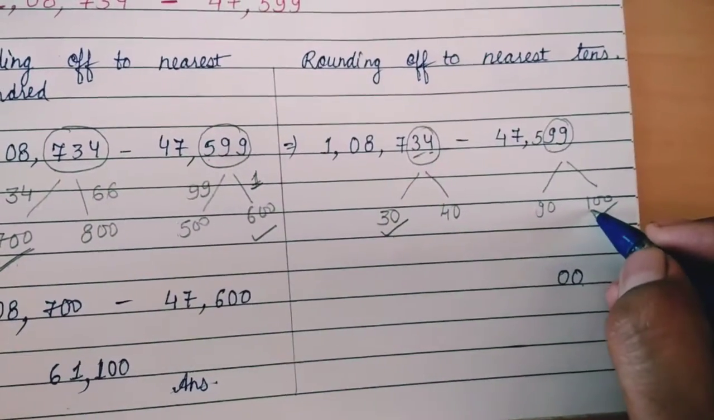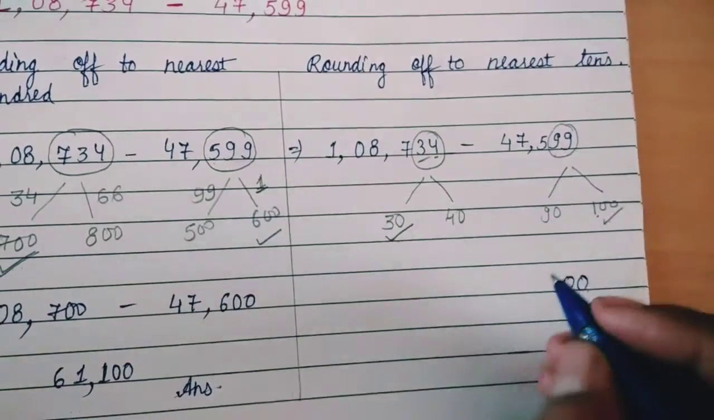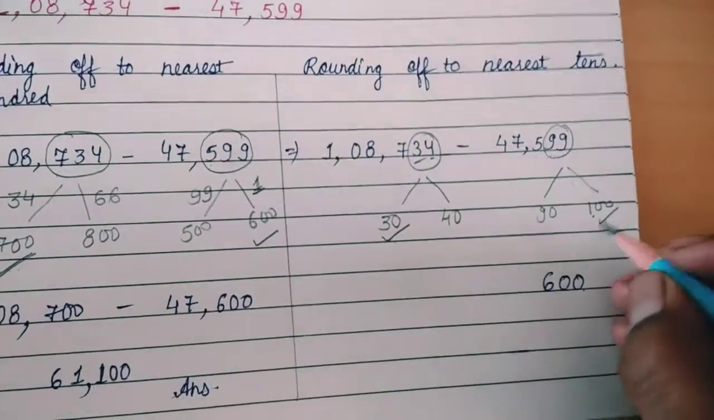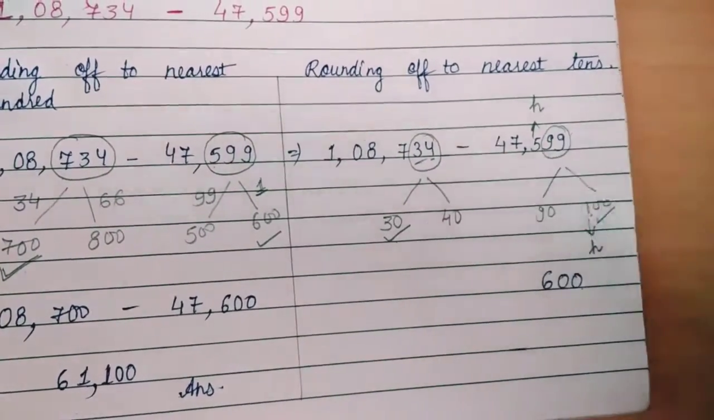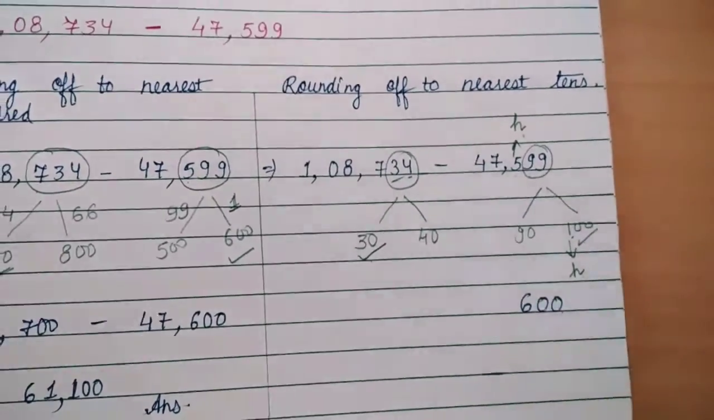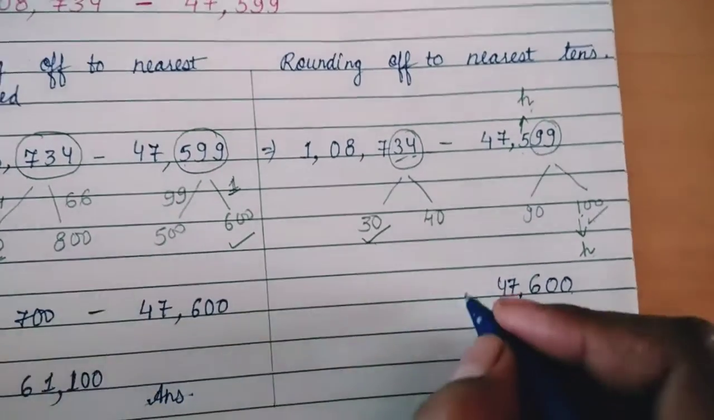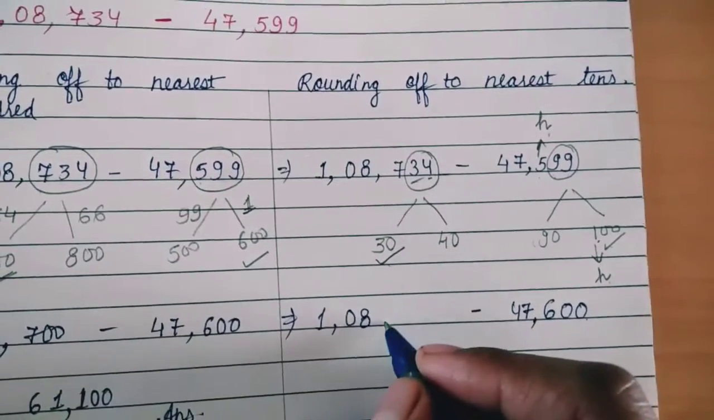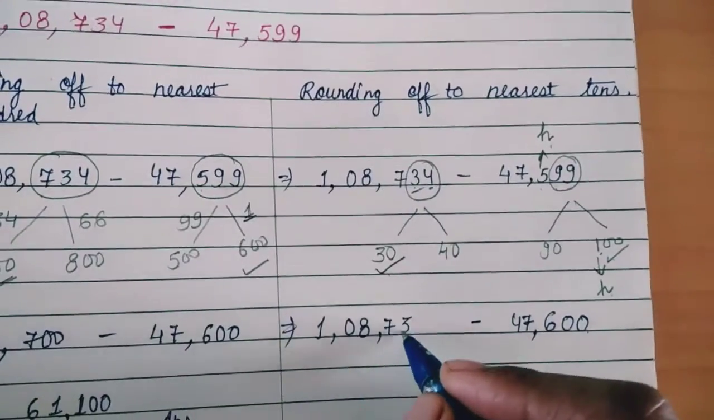and this 1 of the 100 place will add into 5. So 5 plus 1 is 6 because both are containing 100. Its place value is also 100. So the 100 place will add with the 100 place and gives us 600. And 47 will come as it is. Here 1,08,700, and in the place of 34 we will write 30.